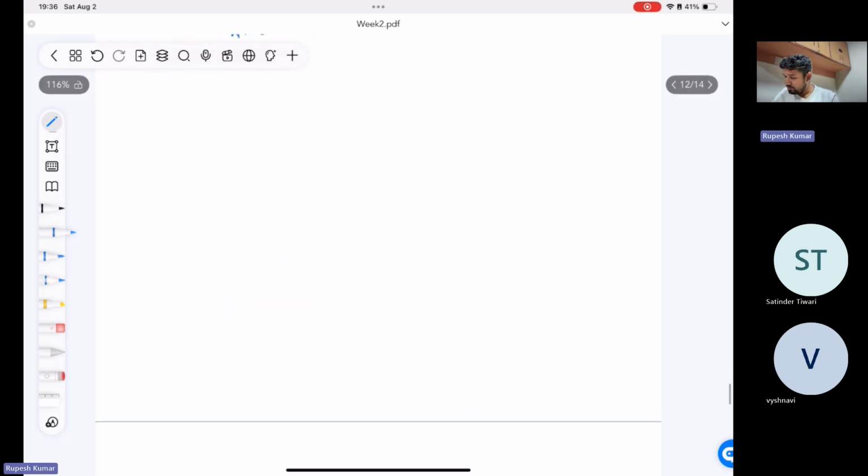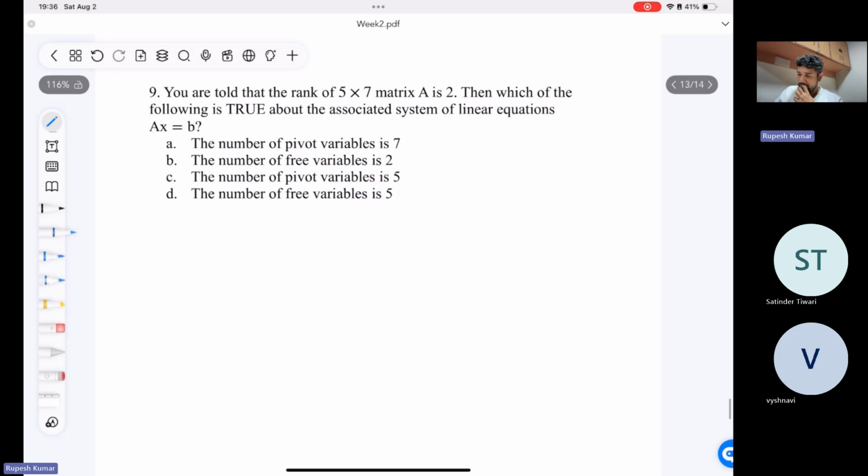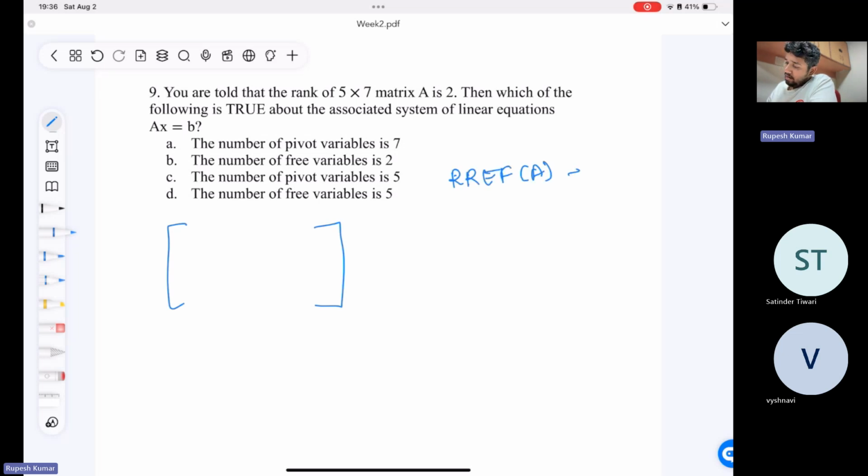Great. So let's move on to the next problem. You are told that the rank of a 5 cross 7 matrix is 2. Which of the following is true for the system of equations, right? Fine. So you have a rank 2 matrix, right? If you define the RREF of a matrix A, it will have two pivots, which is equal to the rank of matrix A. That we have already seen how we get to this.